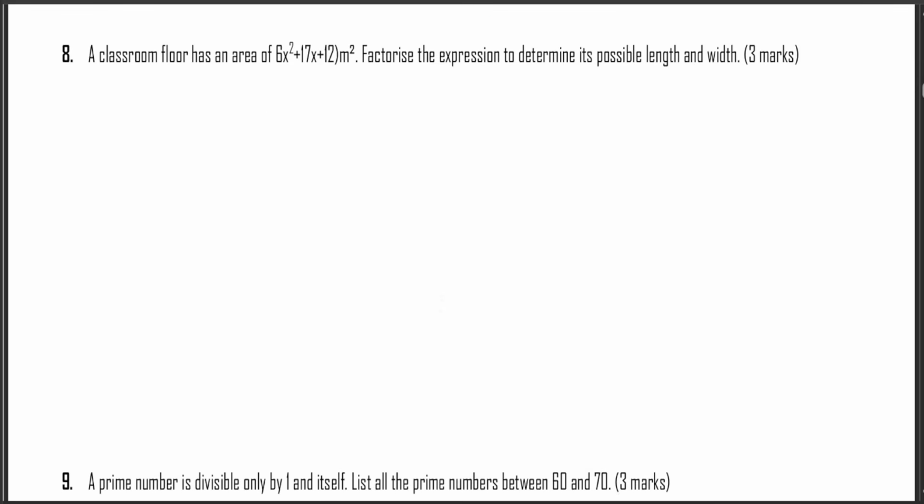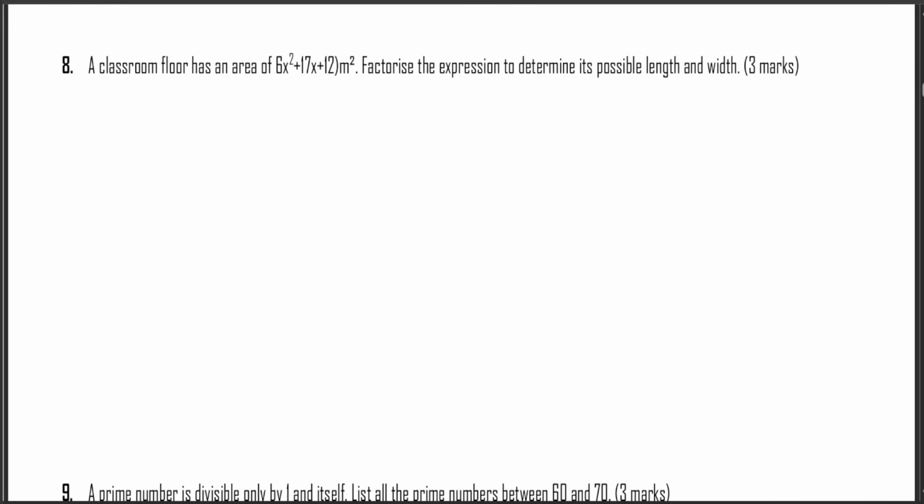Now let's go to this question. The classroom floor has an area of 6x squared plus 17x plus 12. Factorize the expression to determine its possible length and width. So we need to factorize this. Obviously we'll use sum and product.